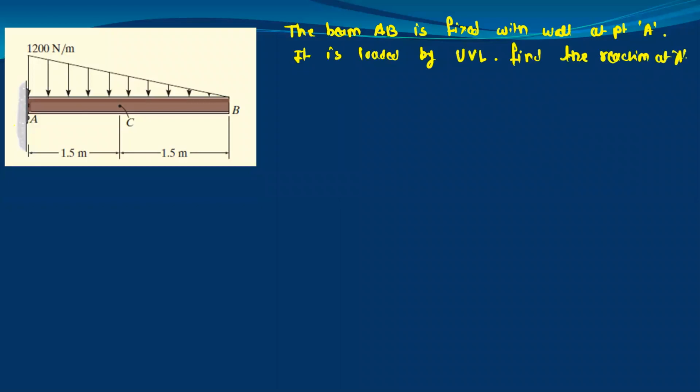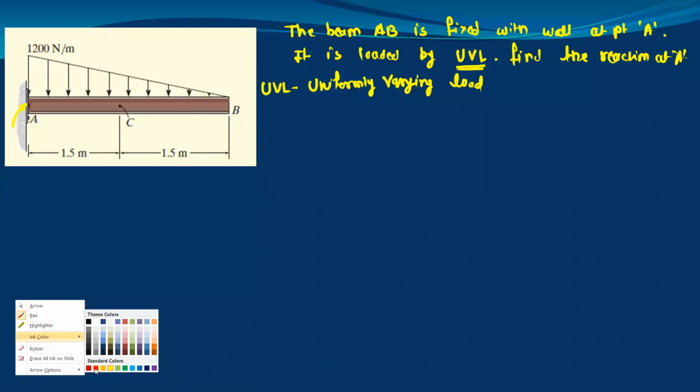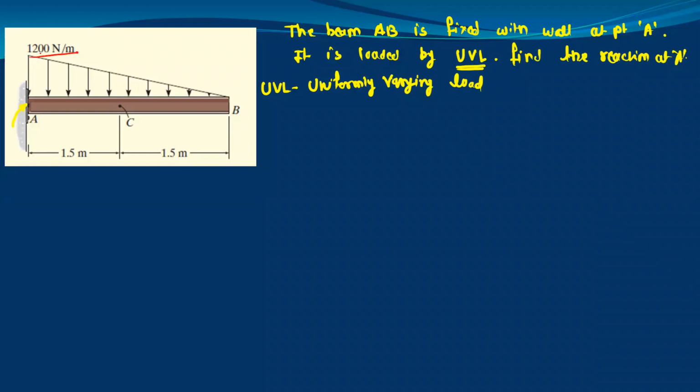So the beam AB is fixed with this wall at point A, and it is loaded by the uniformly varying load. This is a UVL. For the uniformly varying load, the maximum intensity, or sometimes it is referred to as the height, is given as 1200 Newton per meter. The total span for the UVL is 3 meter, 1.5 plus 1.5. And the question is to find out the reaction at point A.